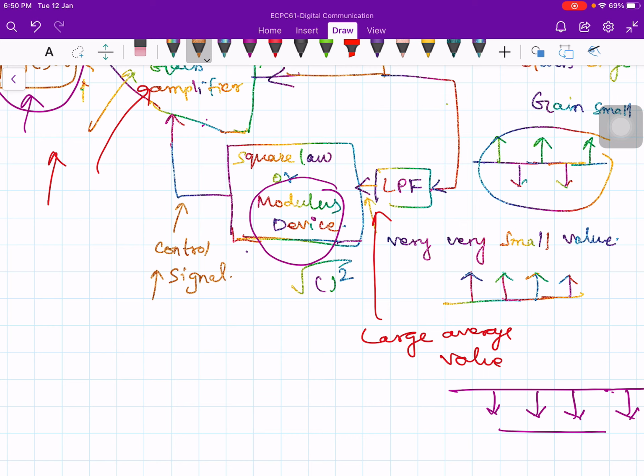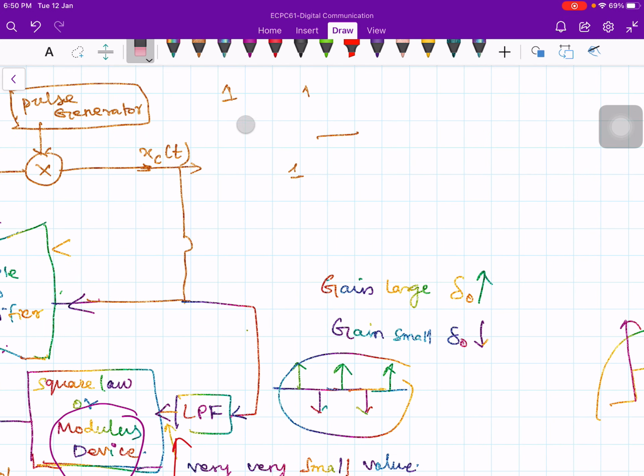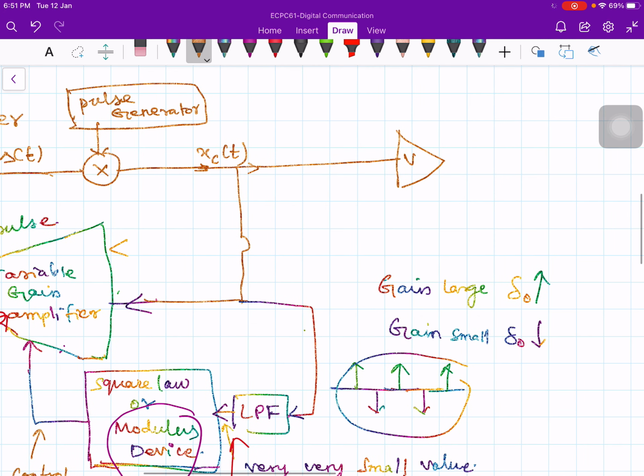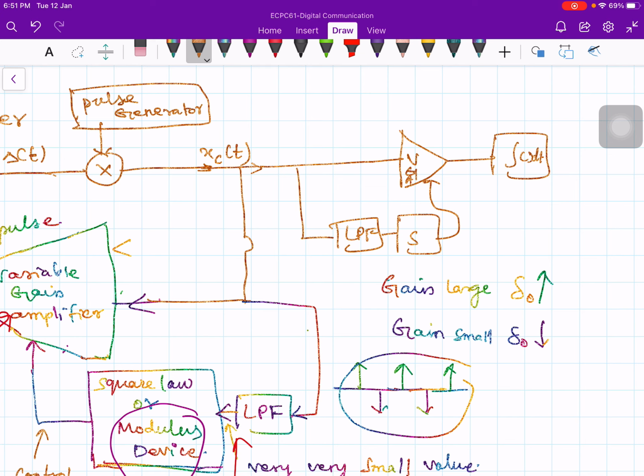As far as the receiver is concerned, how will you do that? Very simple. You take this signal and again give it to the variable gain amplifier, VGA, and then you put an integrator, and here the same signal. You put a low pass filter and a square law device, and this is given to here. That's it. And this is your approximated signal m cap of t.